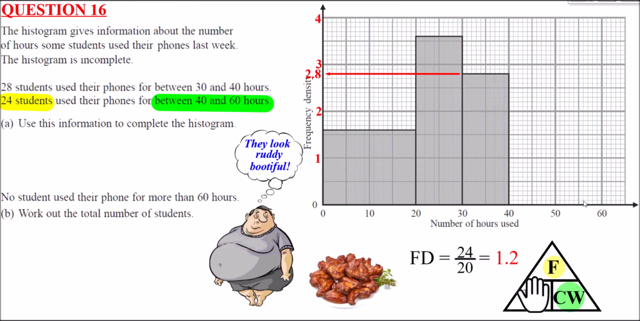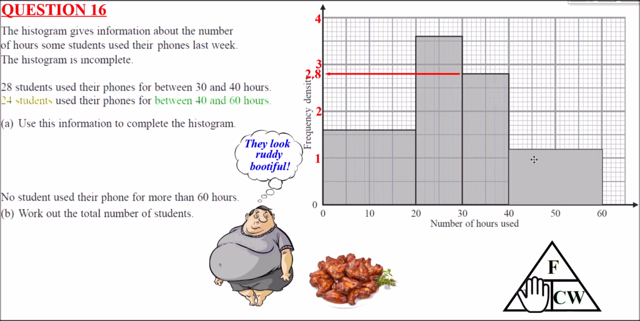And so this bar between 40 and 60 needs to be this high. So if I just add this in now, that's our final bar, and therefore the histogram's been completed. Now part B, it says no student used their phone for more than 60 hours. This is just a way of confirming that this bar is our final one. There's no need for any other bars beyond 60 because no student used their phone for that long.